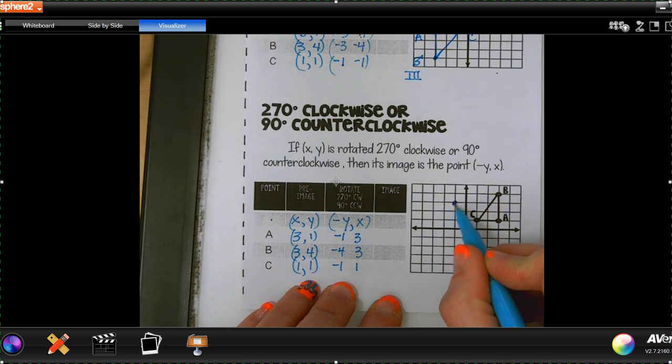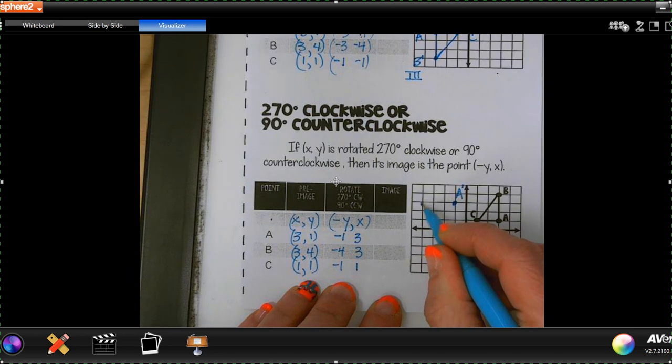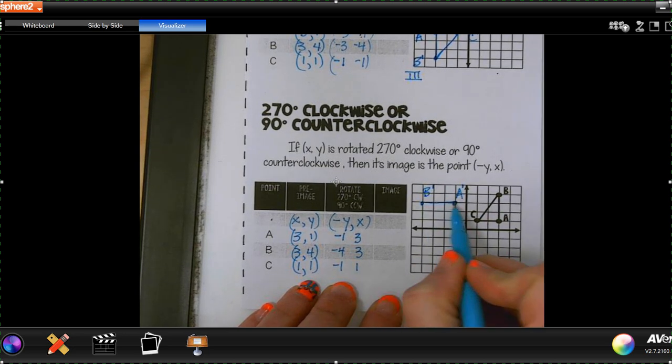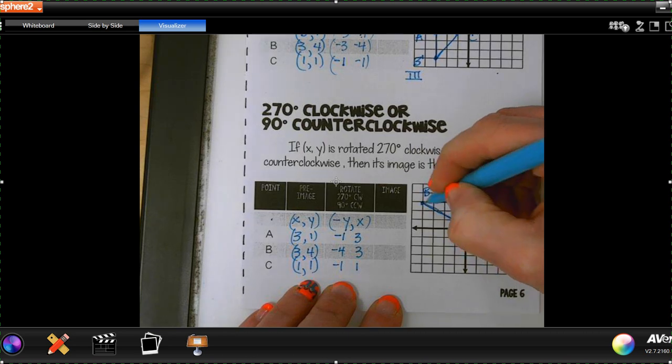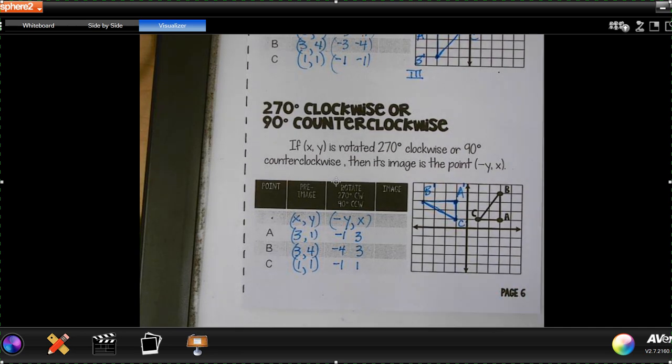Negative 1, 3. Label that A prime. Remember, this is our pre-image. This is our new image. Negative 4, 3. It's our B prime. And negative 1, 1. C prime. All right, cool. My prediction was right. It's going to be in quadrant 2. And there you have it. So if you have the rules, you'll be able to take your original data points from the pre-image, and then we'll get the new image. All right, go ahead and glue that in. Left and right.